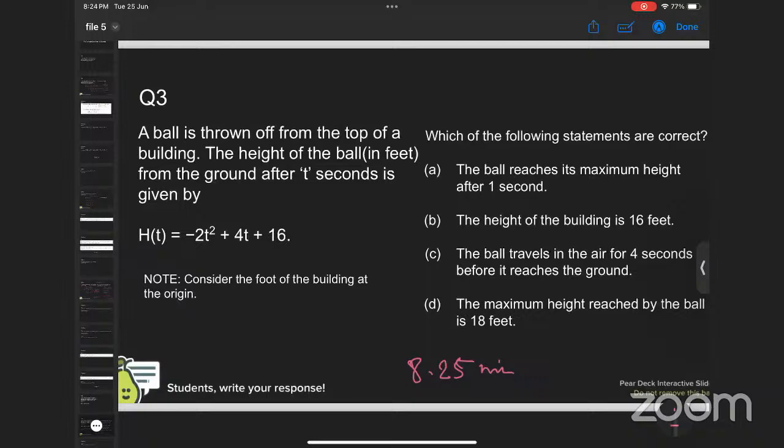Ma'am, for this, can you just mute everyone for this time and then unmute them later? Otherwise everyone will say the answer, it will be better. Unmute them after 8:25, otherwise they will disturb. Okay, yes, ma'am. Mute all the students till 8:25.